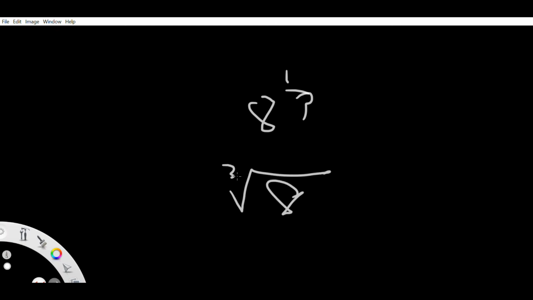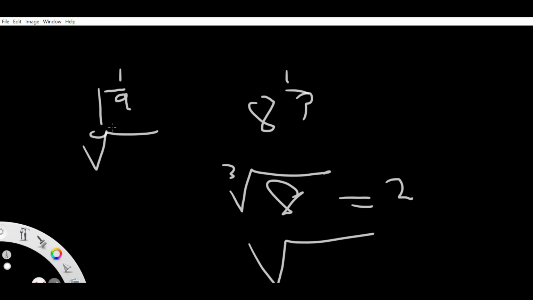So let's do a few problems. We have 8 to the power of 1 by 3. We did this one before. It's basically the cube root of 8, which is 2. On the other hand, suppose we have 1 to the power of 1 by 9. As I said before, what number multiplied by itself 9 times would give you 1? That's 1, because 1 times 1 is 1, and it can go on infinitely with the product staying as 1.